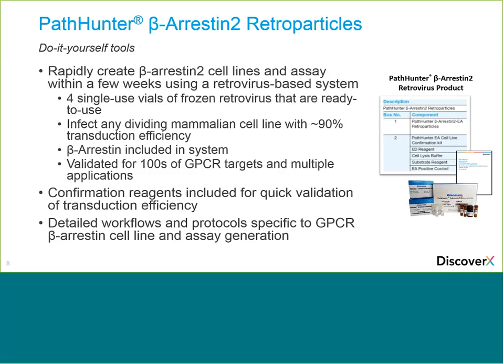And then follow this up, highly recommended to use the confirmation reagents to determine if that beta-arrestin EA fusion protein is being expressed. Next, you may want to clone the cell line, freeze it, back it up for later, or use this for comparison studies. All right, let's move on to protocol B, where you develop your GPCR beta-arrestin-2 assay.